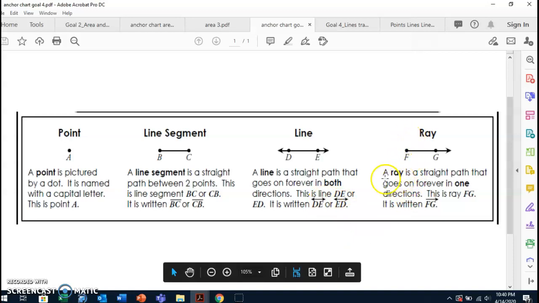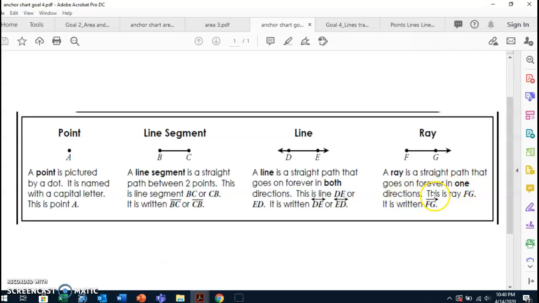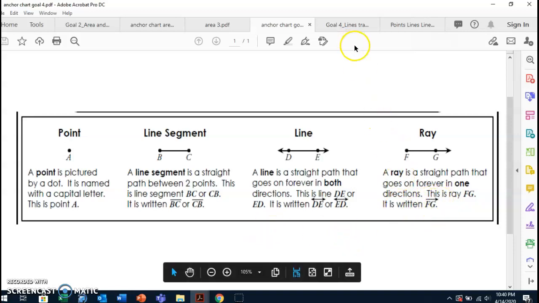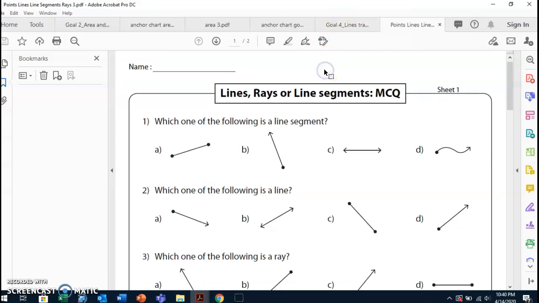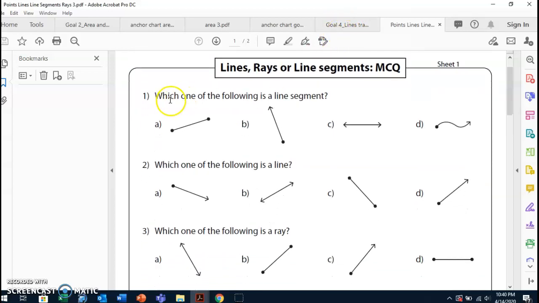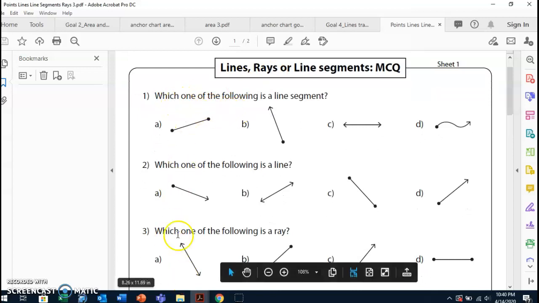And a ray. A ray is a straight path that goes on forever in one direction. This is a ray, FG. It is written FG with this particular line on the top. So this would be your anchor chart, which you have there too. And let's move on to your assignment. This would also be your third page of your IEP book in Goal 4.